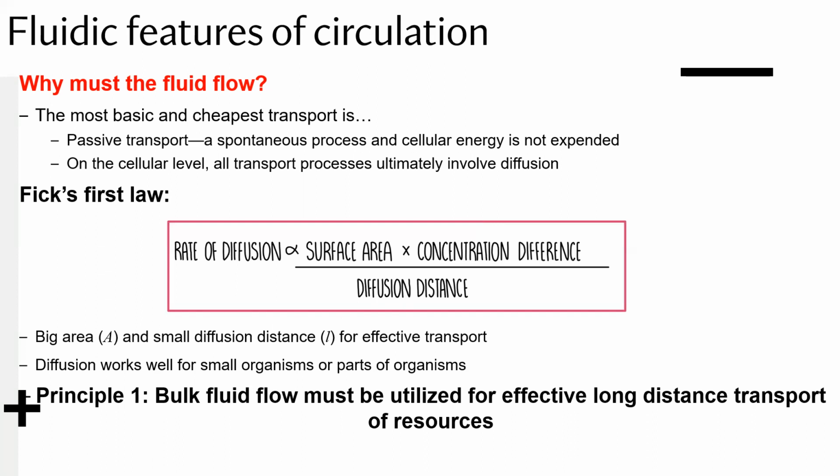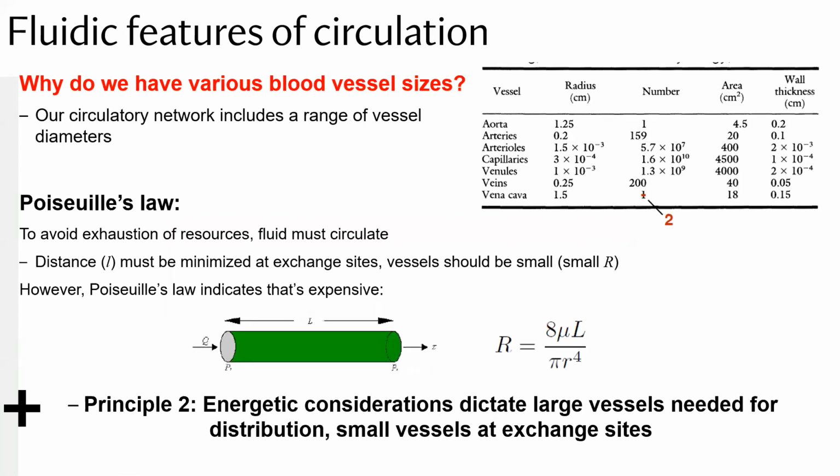So for the molecules to diffuse, these are the three variables, and we've already gone over this in the previous modules that you've had last year. But basically, diffusion works well if the surface area is large, or if the diffusion distance is very small, then the rate is okay. When you actually have long distances, to achieve effective transport, you need to have bulk fluid flow, meaning convective flow. So that's the first bit.